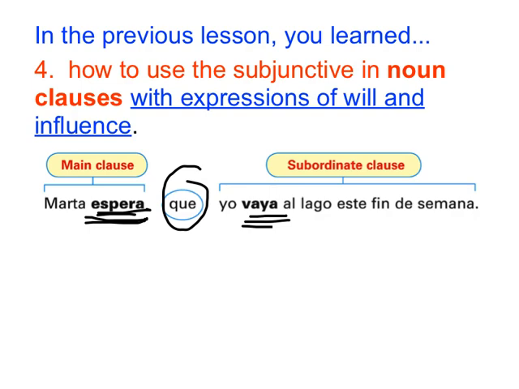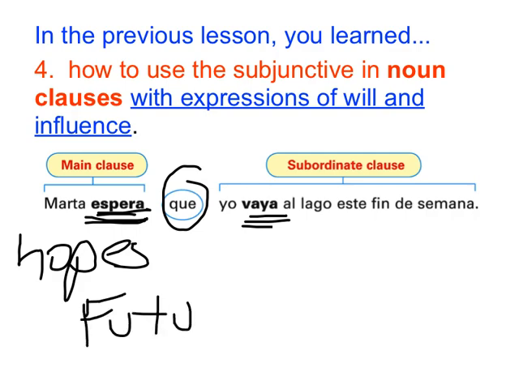So, Marta espera que yo vaya al lago este fin de semana. She hopes that I go to the lake this weekend. But then again, I don't know, I may not go. You don't know, I don't know, no one knows. The future is a mist. And that is the idea of the subjunctive.